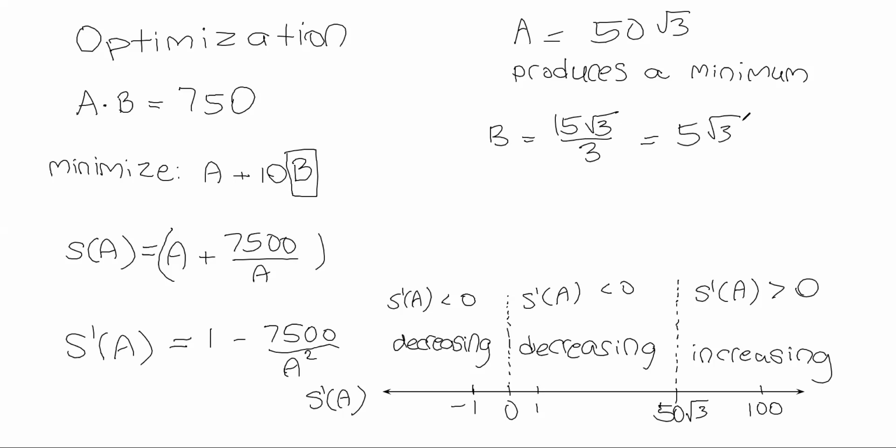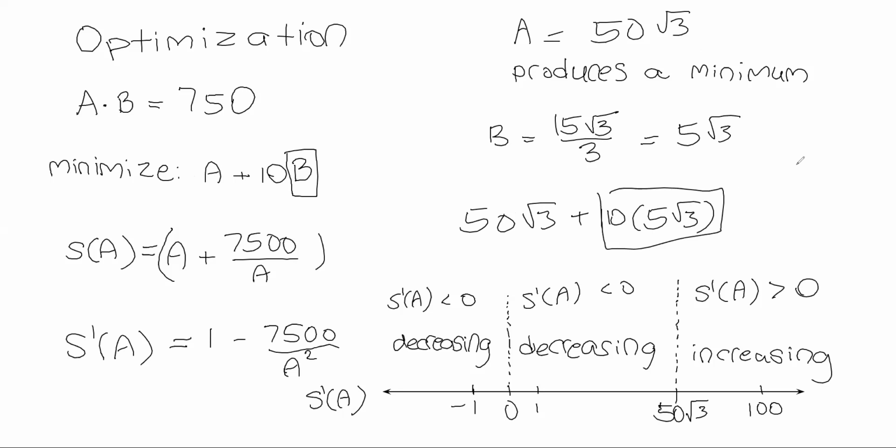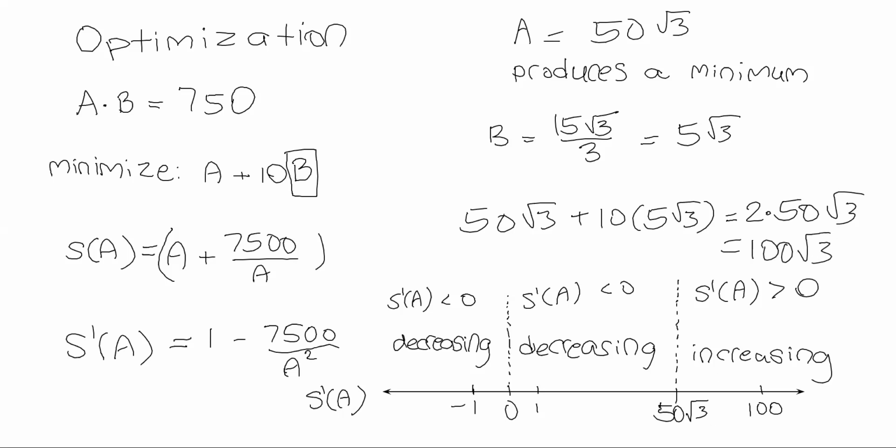So we have our a, we have our b. All we really need to do now is plug them into the quantity to be minimized, the quantity that we have already actually minimized. So a is this, and then we have plus 10 times b. This expression turns into 50 root 3 plus 50 root 3, so we have two 50 root 3s. Our answer is 100 times the square root of 3. This is our absolute minimum.